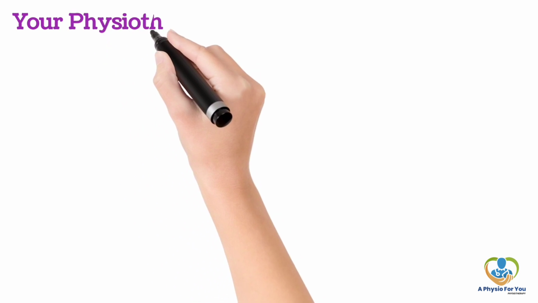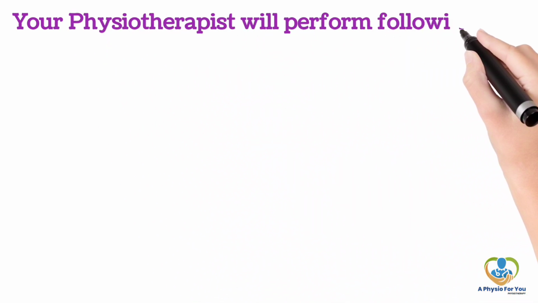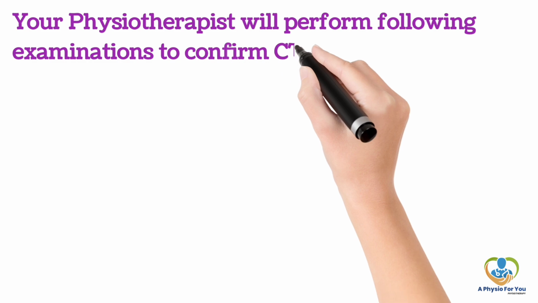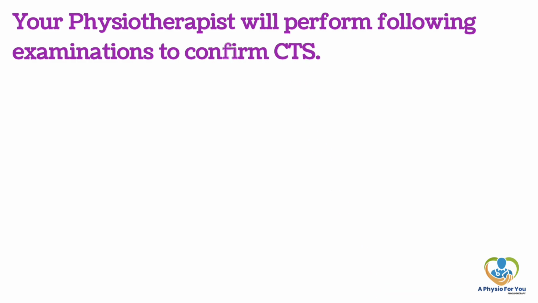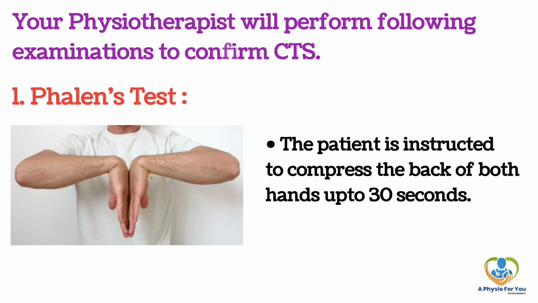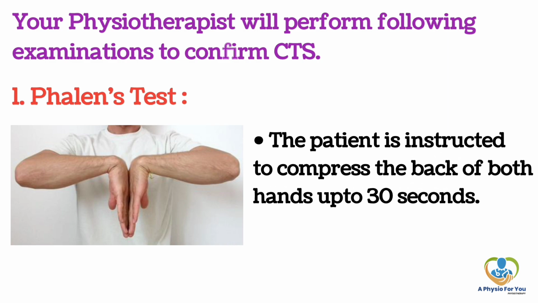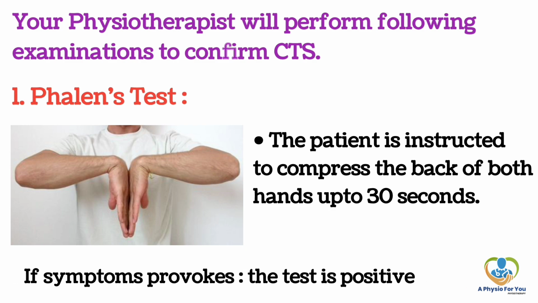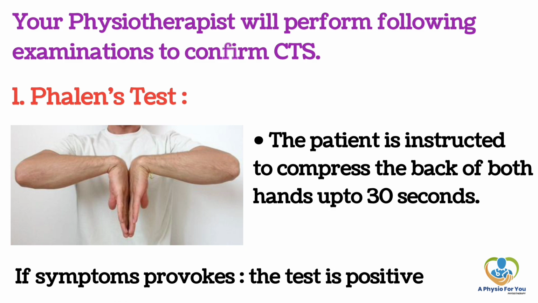Your physiotherapist will perform the following examinations to confirm carpal tunnel syndrome. Number 1, Phalen's test. The patient is instructed to compress the backs of both hands together for up to 30 seconds. If symptoms are provoked, the test is positive.